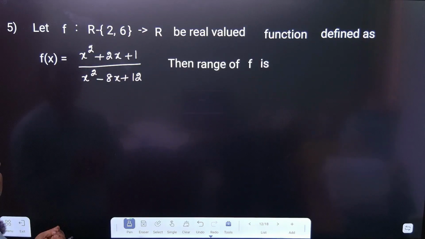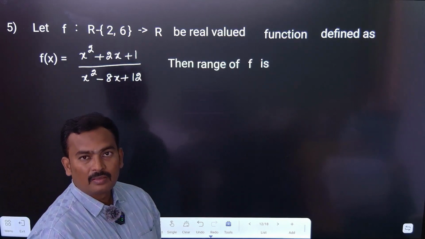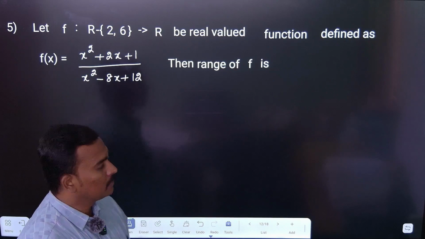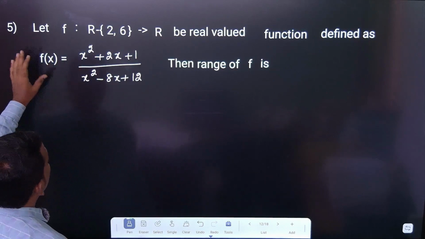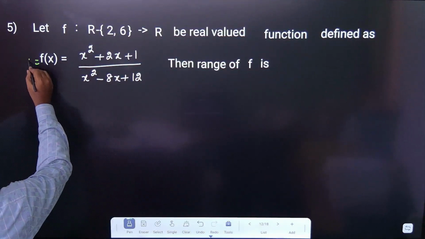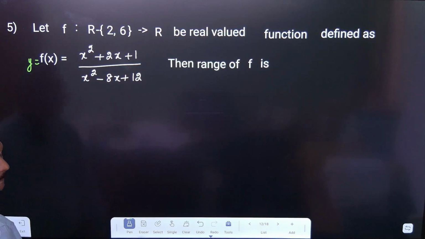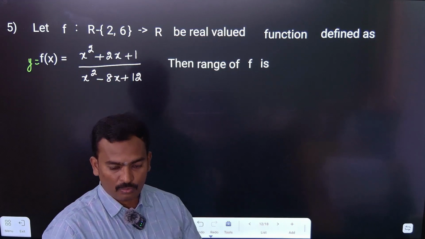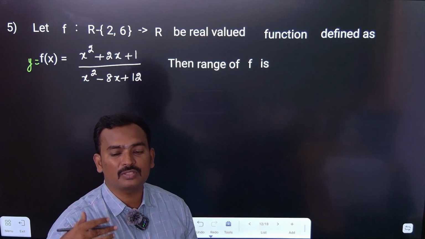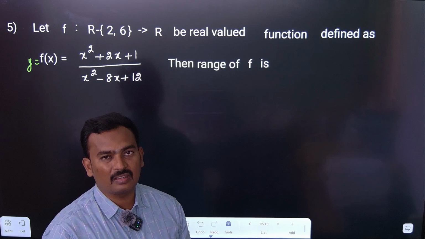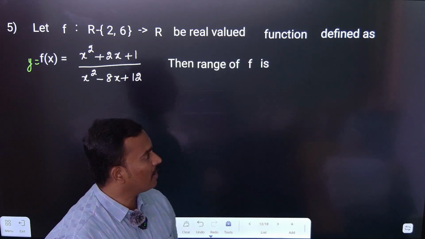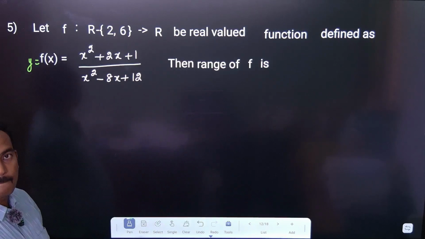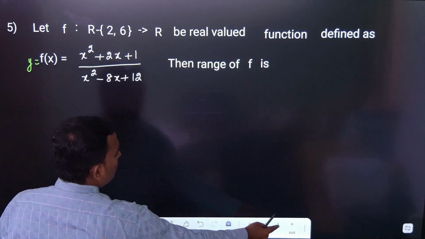Okay. This one, how to do this? The range of the function you can see. Just I will give you the idea. Just you cross multiply. You take this as y. We already discussed this kind of question. You take the y and you cross multiply and make it into a quadratic equation, and you can use the discriminant greater than or equal to 0 for real solutions. You can find the range of this. Okay, I think you can do it. So we'll go for the next question.